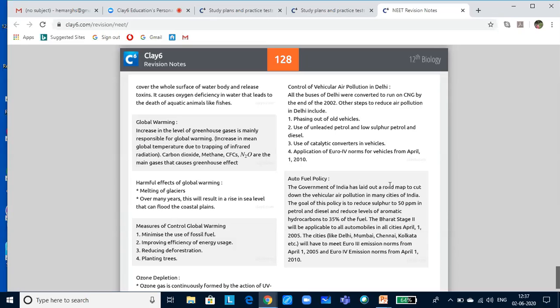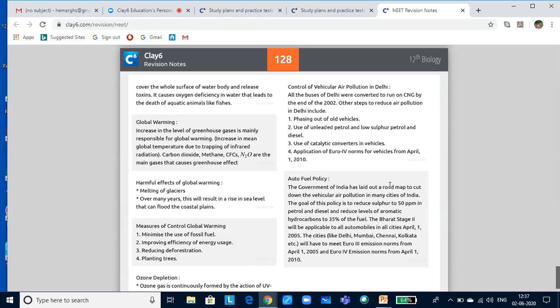Now, if you look at the examples, the pollution levels in Delhi were very high. So they adopted the following steps to bring down the pollution: switching over to public transport, from diesel to CNG from 2002. They phased out the old vehicles. They started using catalytic converters in the vehicles, and Euro 2 norms were applied.